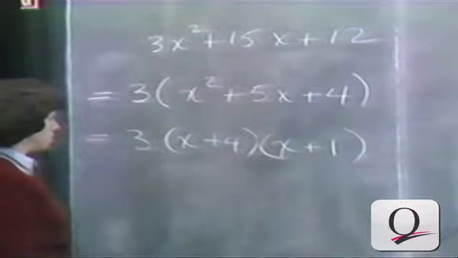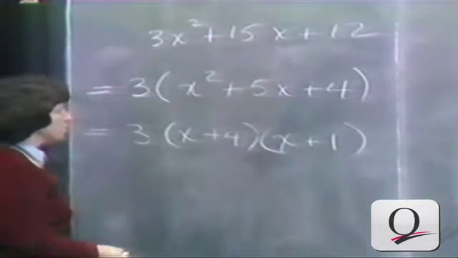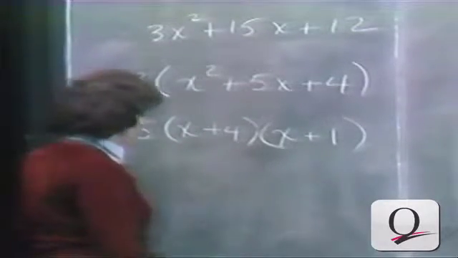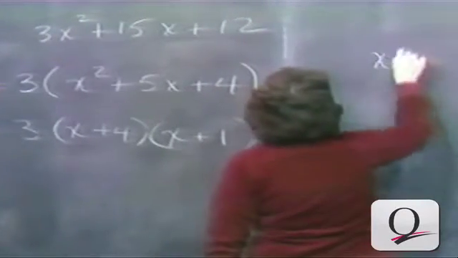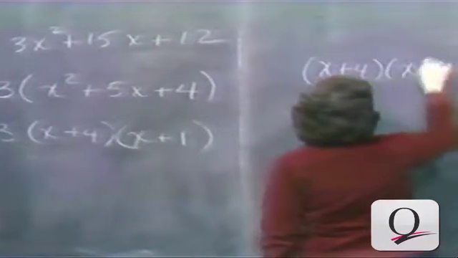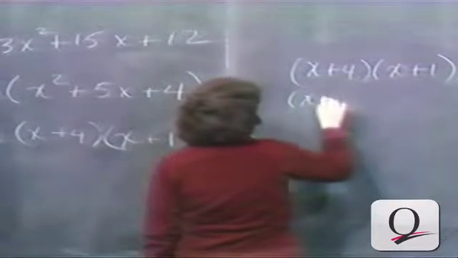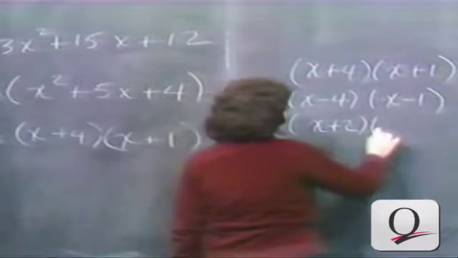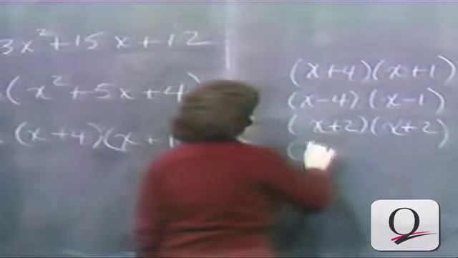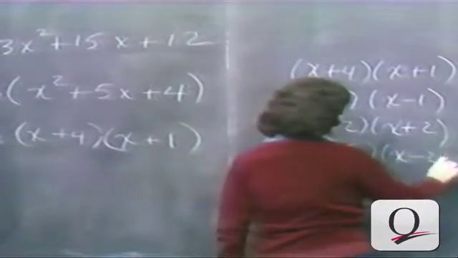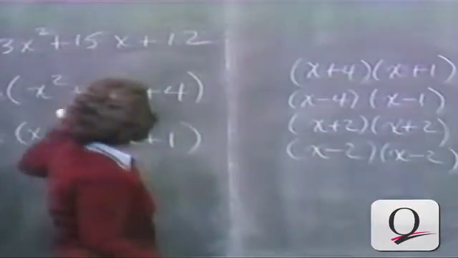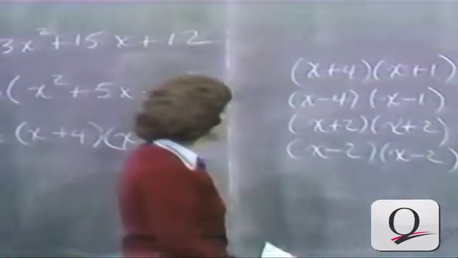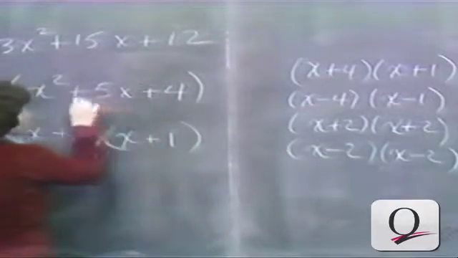Now let's list all the possibilities. For those of you who can't do it in your head, there's nothing wrong with listing all the possibilities. When we wanted to factor x squared plus 5x plus 4, we could have x plus 4 times x plus 1, x minus 4 times x minus 1, x plus 2 times x plus 2, x minus 2 times x minus 2. All of these satisfy the first and the last terms: we have x squared for the first and plus 4 for the last. Now we want to add to plus 5.